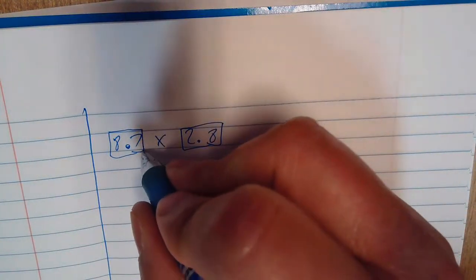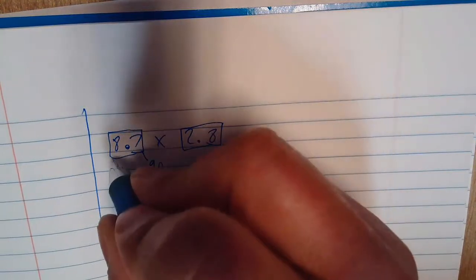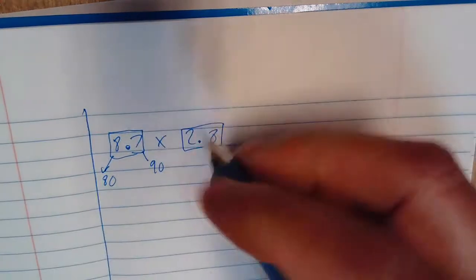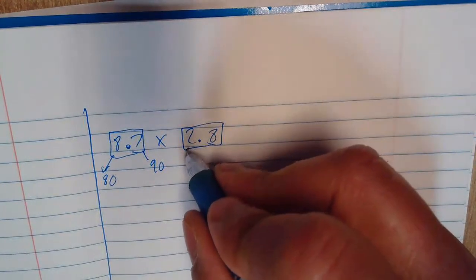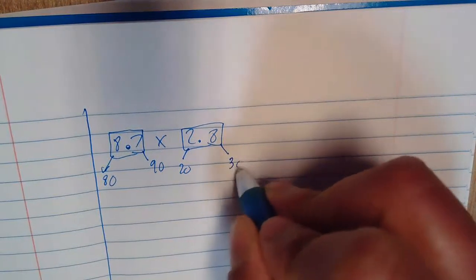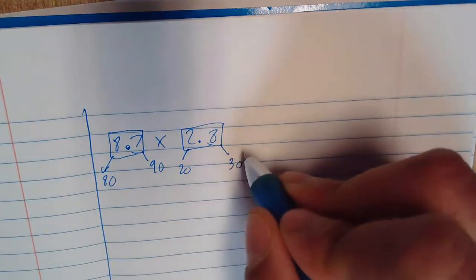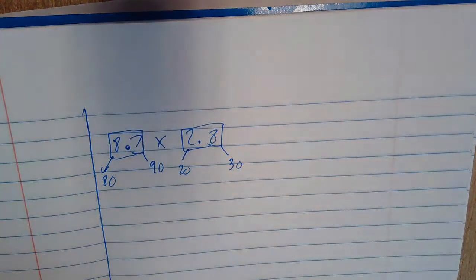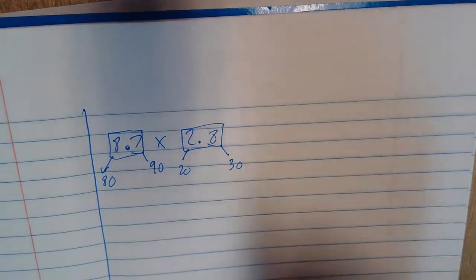So after 87 comes 90. Before 87 is 80. Before 28 is 20. And after 28 comes 30. Now you're thinking, wait, but that's not really 20, that's not really 30. It's 2.8, 8.7. For the moment, I'm forgetting the decimal point. I'm just going to imagine that it's not there.